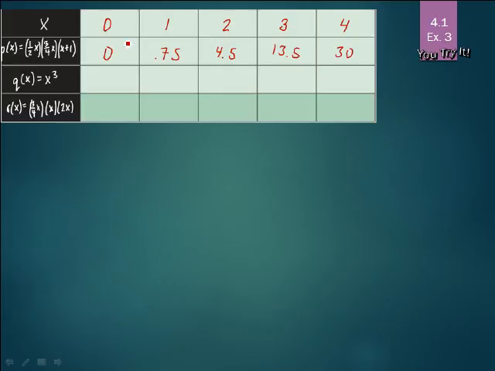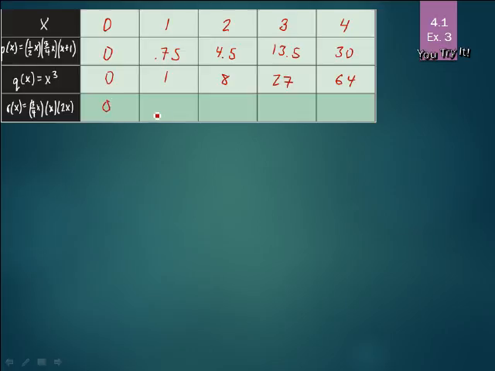And then plugging in the next one, we can do this one in our head. So 0 cubed is 0, 1 cubed is 1, 2 cubed is 8, 3 cubed is 27, and 4 cubed is 64. And then lastly, for r of x, if we plug in 0, we get 0.